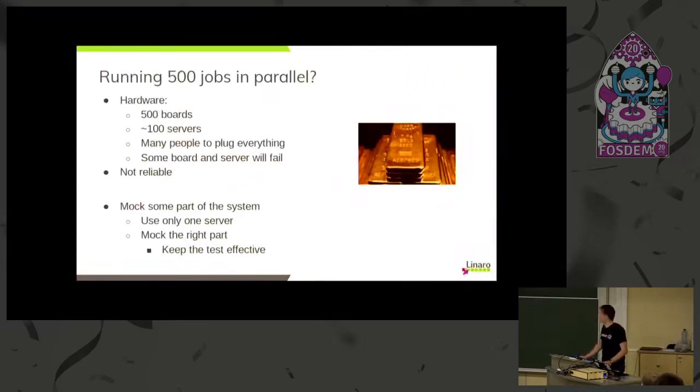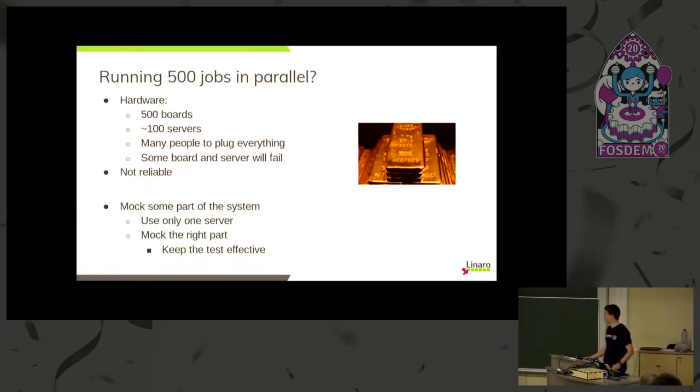A question that was asked to me some time ago is, is Lava able to run 500 jobs in parallel? So the easiest way is you buy 500 boards, you buy something like 100 servers, you ask many friends to come and help you plug everything, and it will fail, obviously, because when you have 500 boards, some will fail, so you have to replace them. It will be a nightmare, honestly. So it won't be reliable if you have to do that every day. So one way to do it is just to mock some part of the system.